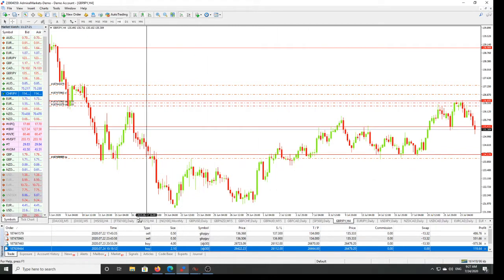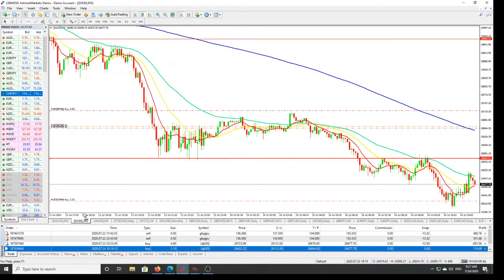Then let's go on to the crossover setup, because that is what we are talking about today. The red line you see here is the 13 moving average, the yellow line is the 30 moving average, the green line is the 50 moving average, and then the 200 moving average. This is one of the strongest setups, and the reason why is it shows you the big picture.